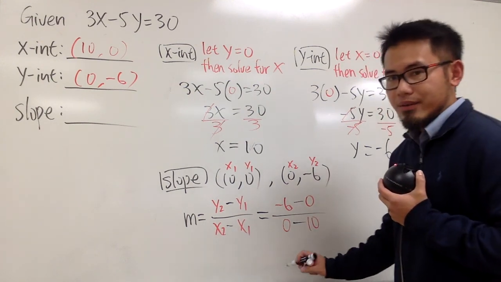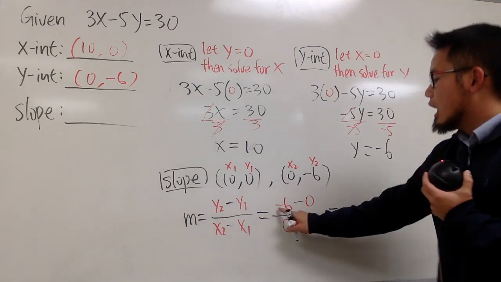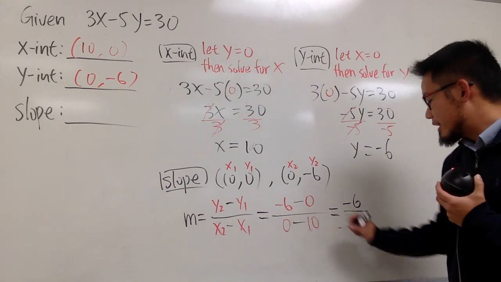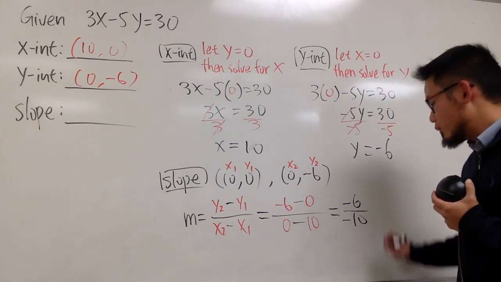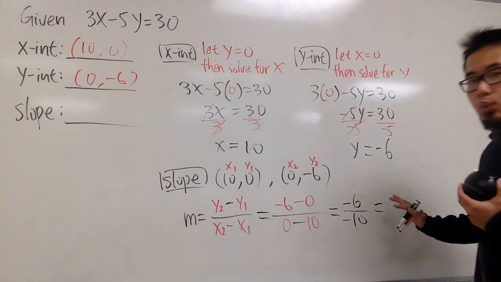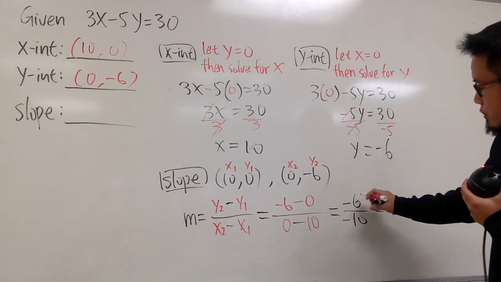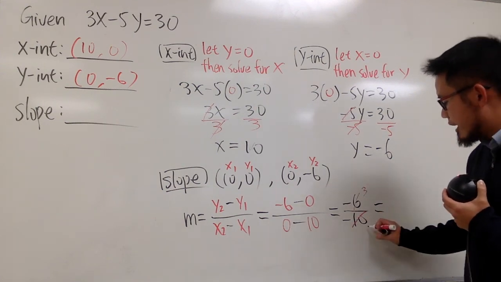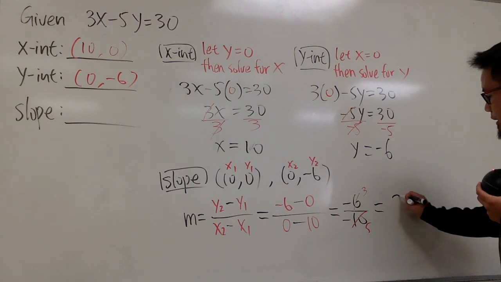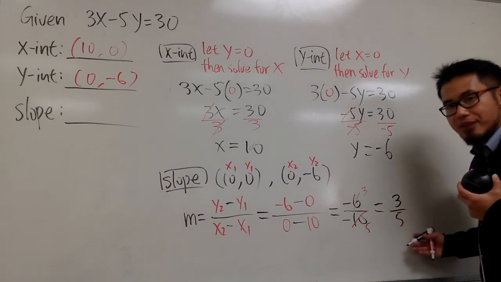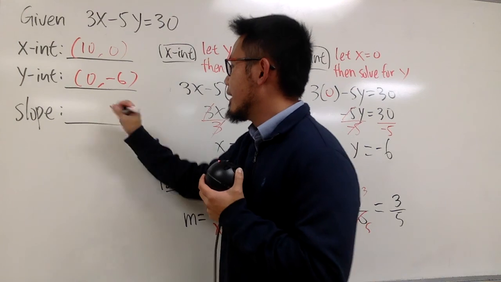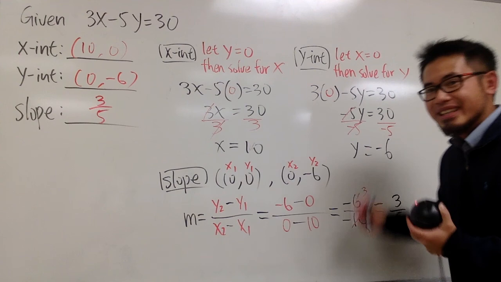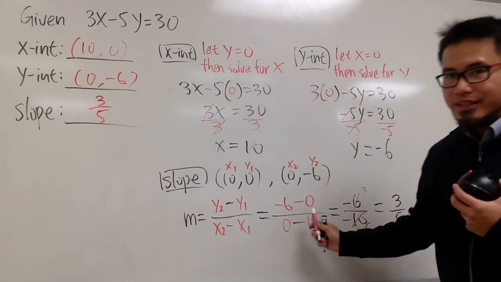And now let's see what do we have. Okay, that will just put it down right here. Negative 6 minus 0 is negative 6, and then we will have over 0 minus 10 is negative 10. And finally, we see that negative divided by negative, it will give us positive. And then 6 over 10, we know 2 goes into 6 3 times, and 2 goes into 10 5 times. So in the end, the final answer is positive 3 over 5. And that will be the slope for this right here. And we'll just write this down, positive 3 over 5. And that's it. Be sure you guys know all these details, okay?